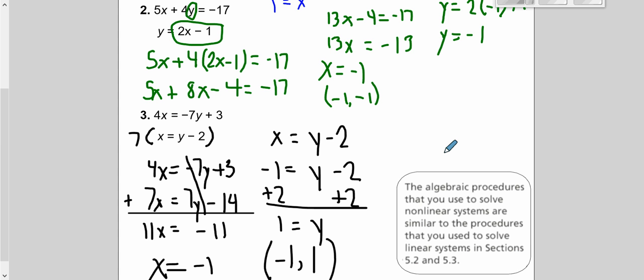Now, these 3 problems were all linear systems. They were all lines. That is the stuff that we learned how to do in 5.2 and 5.3, way back in Chapter 5. But the algebraic procedures that you use to solve nonlinear systems are similar to the procedures that you use to solve linear systems. So we're going to use these skills and apply it to our nonlinear systems.